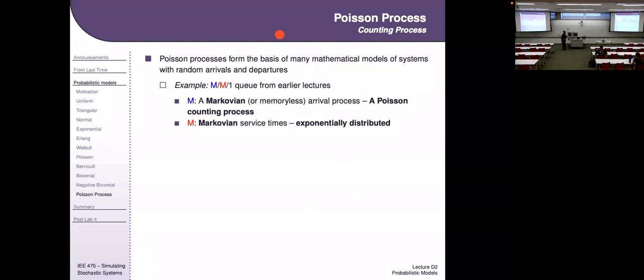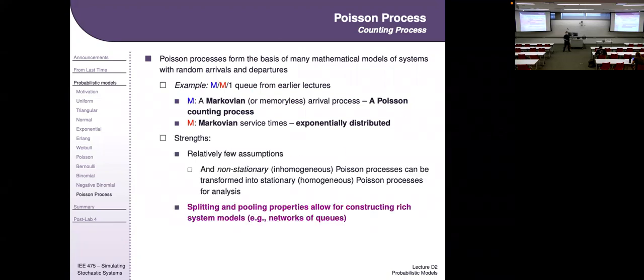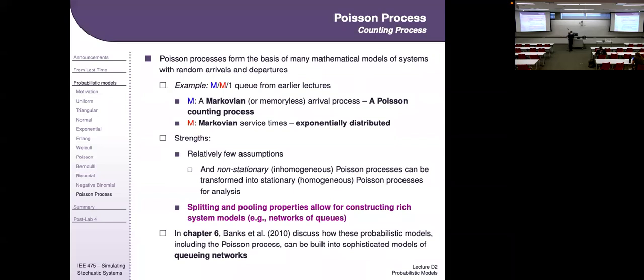So I've mentioned, like in Kendall's notation, M/M/1 queues, this notation, Kendall's notation, this M is Markovian arrivals or memoryless arrivals. This is basically saying arrivals occur according to a Poisson process. So whenever you see an M/M/1 and somebody says this is an M/M/1 queuing node, they're implicitly saying that they're going to use a Poisson process. And like I said here, there are relatively few assumptions. You can add non-stationarity. They've got some cool mathematical properties. So those are some nice strengths.